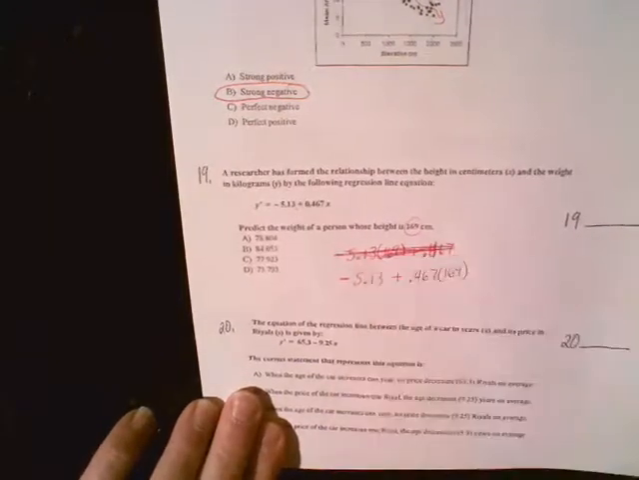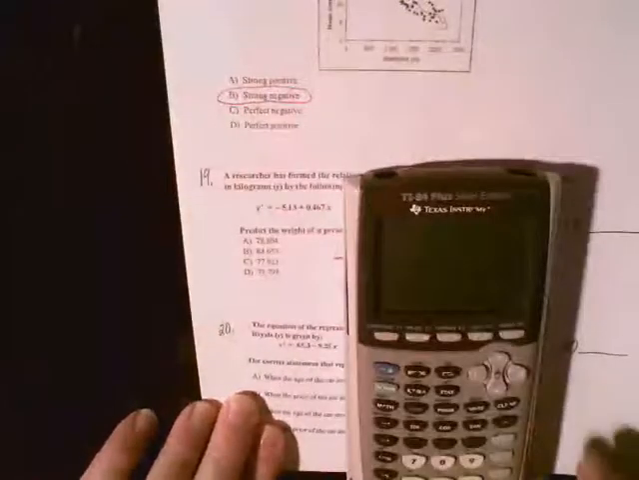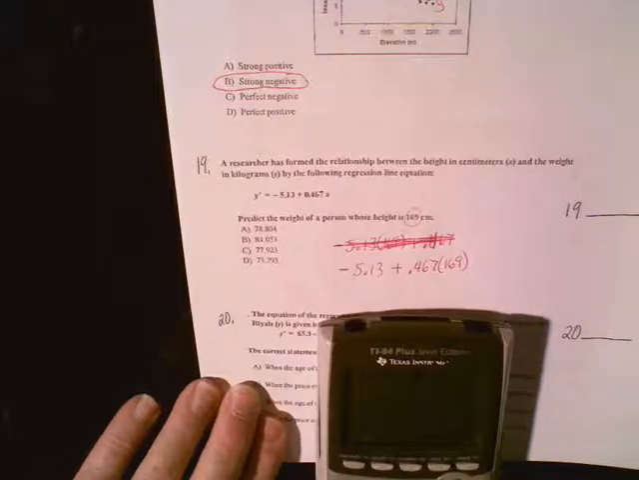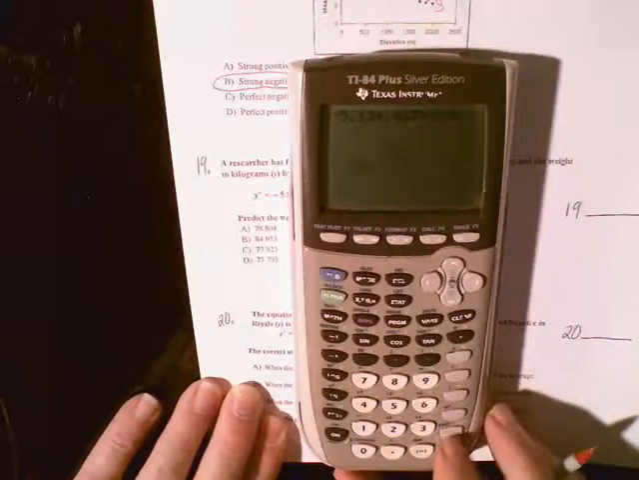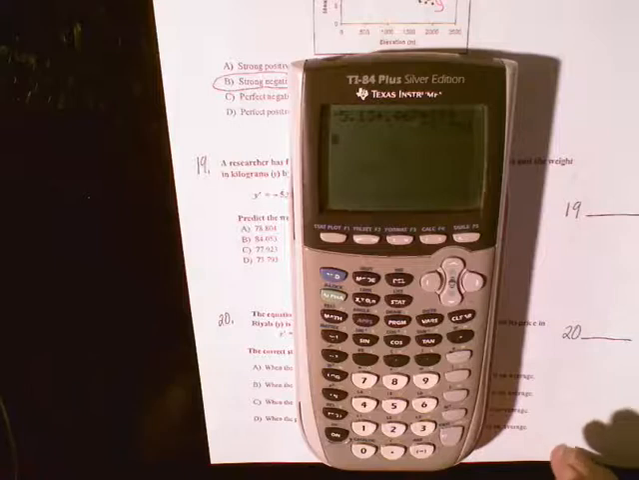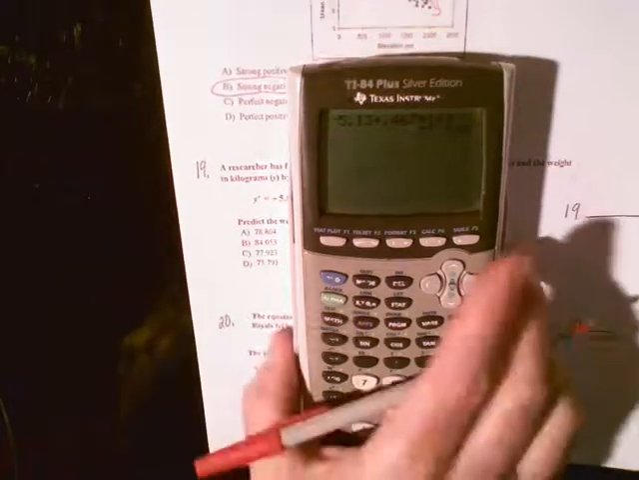So we plug it in there, and I'm just going to stick that right into my calculator. So I plug in negative 5.13 plus 0.467 times 169. Just have that plugged into my calculator, and it says 73.793, which is D right there.